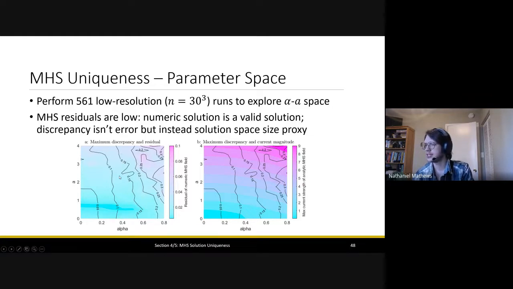And basically what we notice about these contours is that they're almost all standing straight up. So as you increase alpha, the difference gets worse. But as you increase A, that doesn't happen. And in fact, for a given amount of current, which is the color on this right-hand plot, as you follow one of these elliptical contours around, the more that current is perpendicular to the magnetic field, the less difference there is between these two MHS solutions.